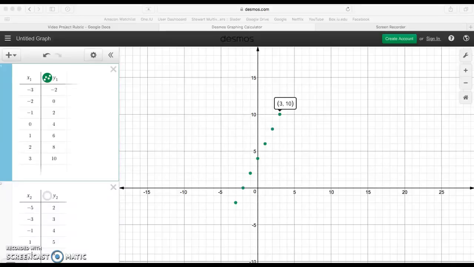Hi, this is Jackie Parks, and today I will be using my knowledge of domain and range as well as the vertical line test to test whether relations are functions.